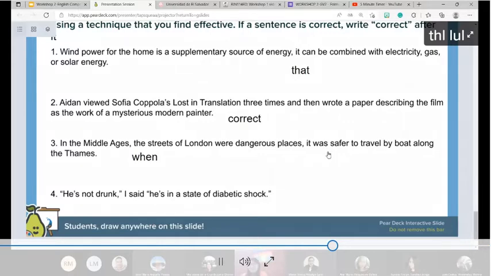What do you think? Is it a comma what we are missing? Is it a period? Which of those two? Period. Exactly. It's a period after said. So, correct. He's not drunk, I said. You can listen to the long pause. He's in a state of diabetic shock.